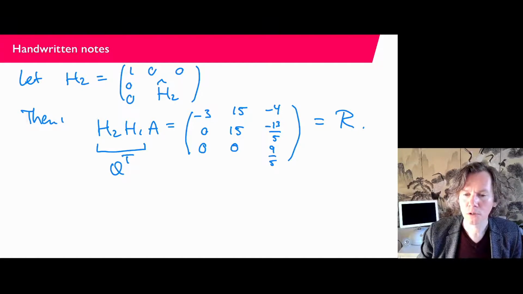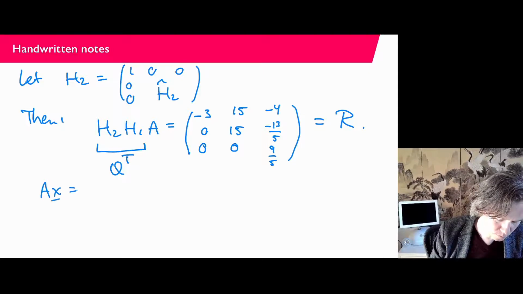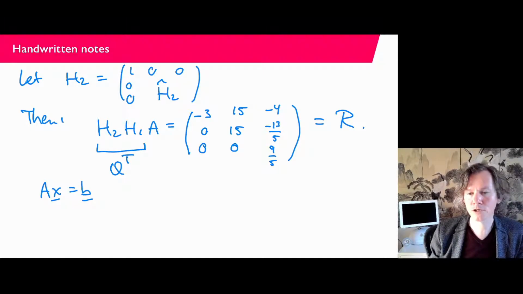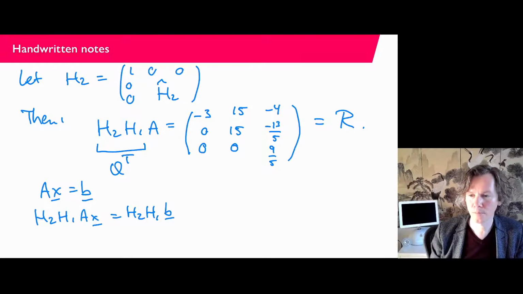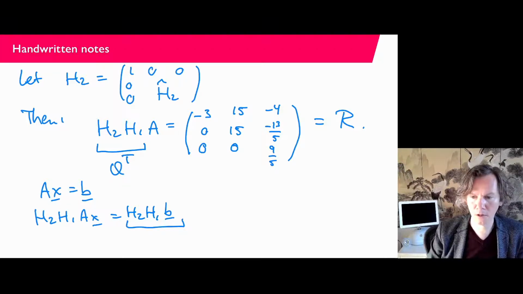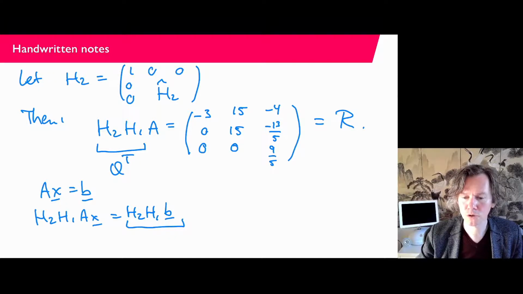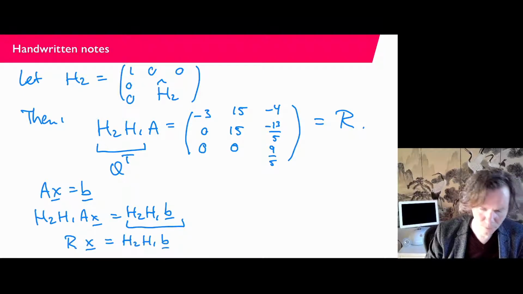Now, the original question was also to solve a linear system AX equals B. So what we do now is that we say, well, that has the same solution as H2 H1 AX equals H2 H1 B. So we still need to compute this thing here, but on the left the system changes to Rx equals H2 H1 B.